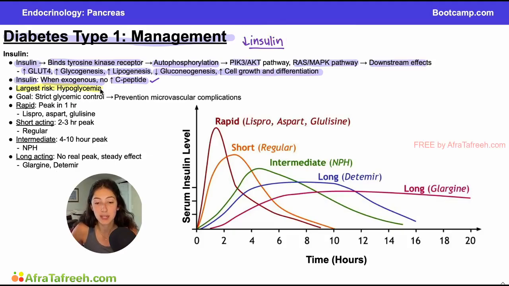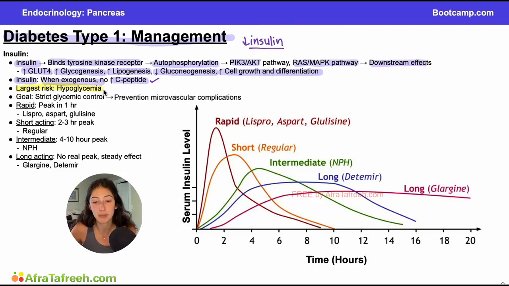The largest risk associated with insulin is hypoglycemia. And a patient who is hypoglycemic may present similarly to a patient who has alcohol intoxication. So slurring of words, decreased level of consciousness, maybe stumbling and eventually passing out. But it's very important to identify if a patient is hypoglycemic rather than having alcohol intoxication, because hypoglycemia can actually be a life-threatening or fatal complication.